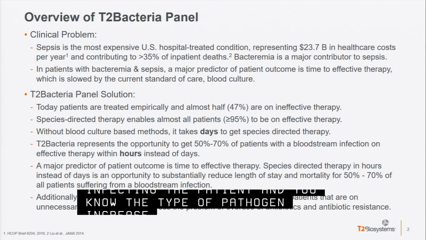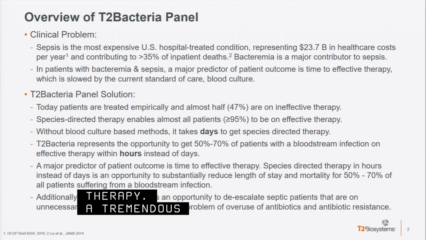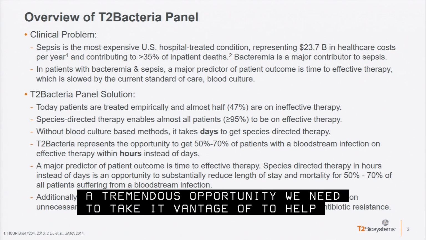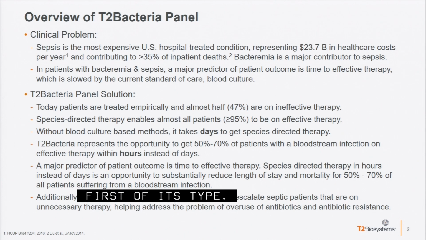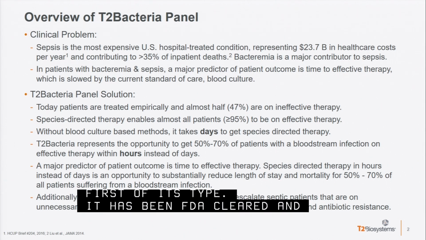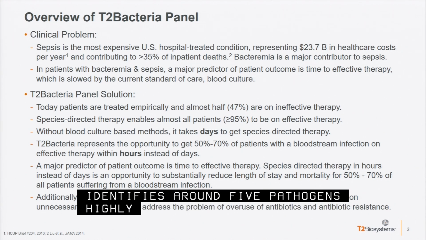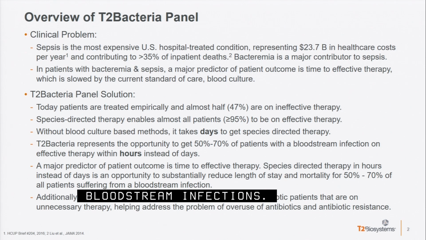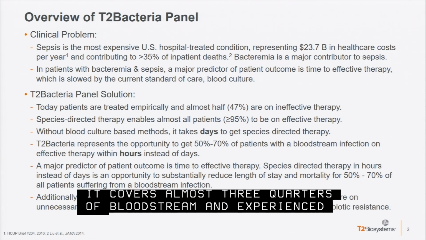So that's a tremendous opportunity that we need to take advantage of to help improve patient care. The T2 bacteria panel is a panel, the first of its type. It's been FDA cleared and identifies 5 pathogens that are highly prevalent in bloodstream infections. Depending on the epidemiology of the patient population, it covers between half and almost 3/4 of bloodstream infections experienced in our hospitals today. And so this represents a tremendous opportunity to have a big impact on a big problem that we face across our country.